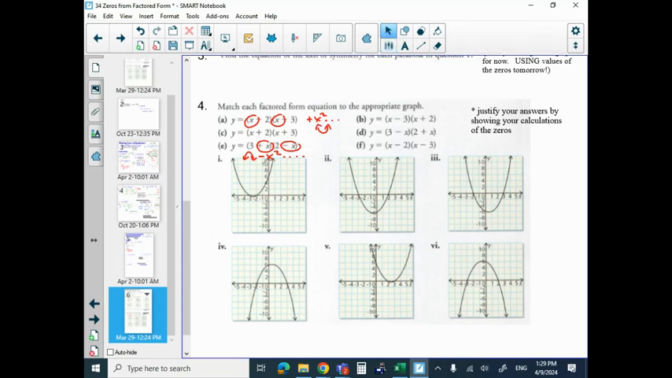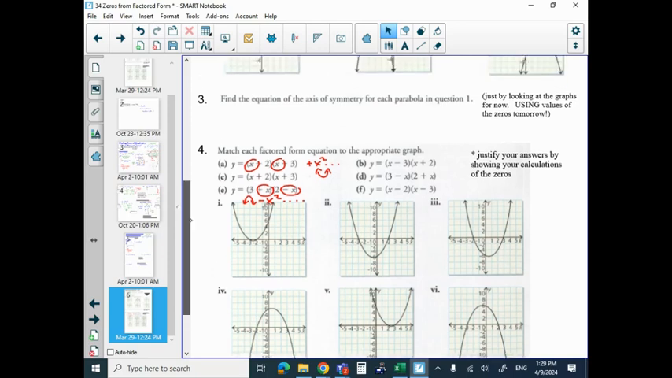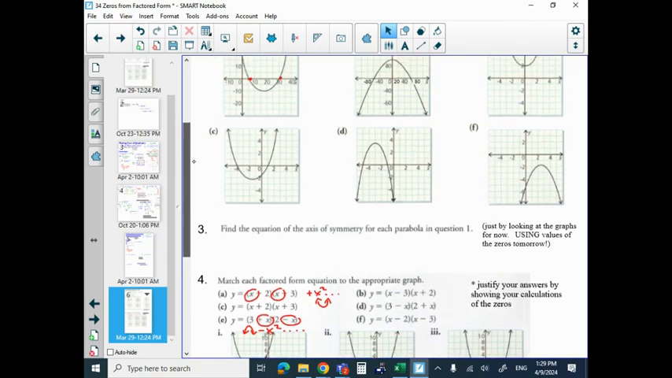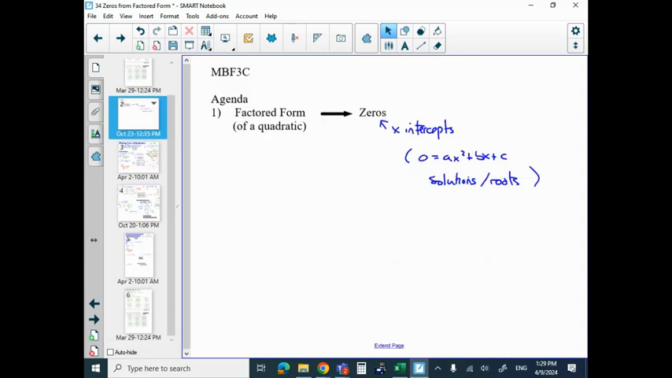So when you're trying to match them, you can kind of tell which ones open up or down based on whether the x's are both positive, in which case it opens up, or if one's positive, one's negative, in which case the overall is negative x squared, so it opens down. There we go. That's all for now.